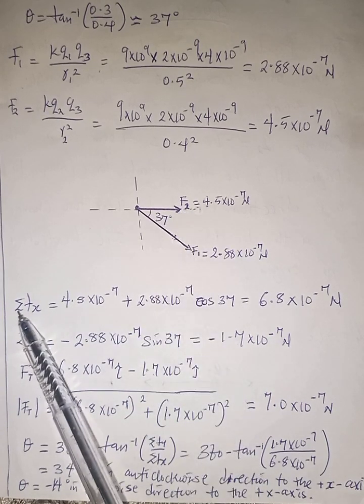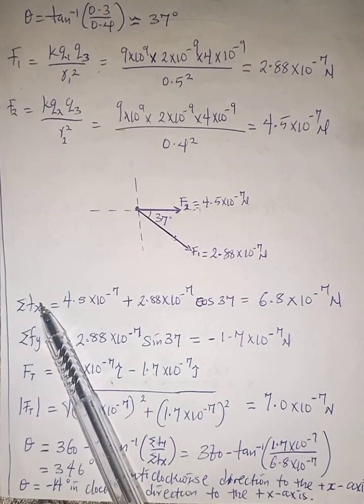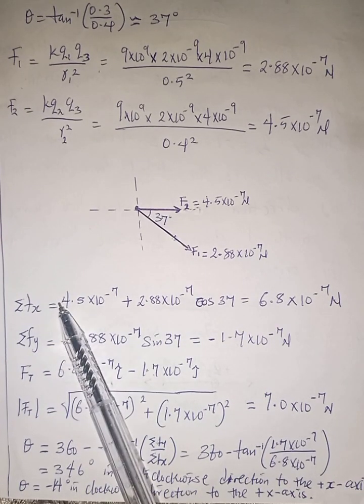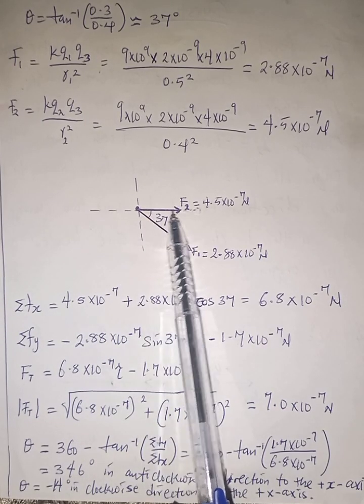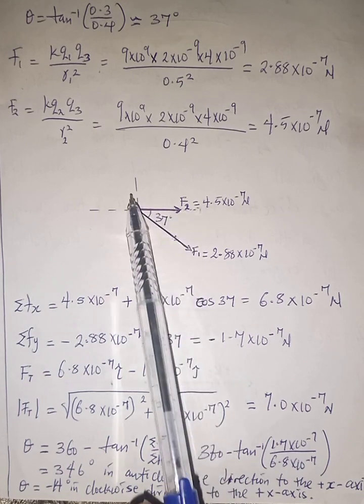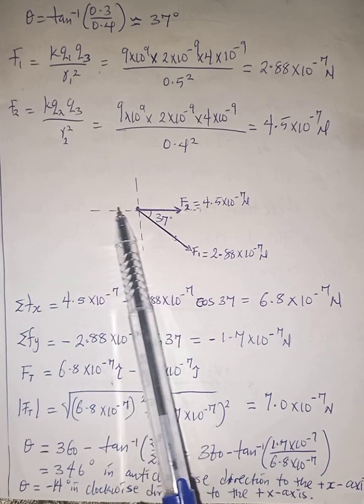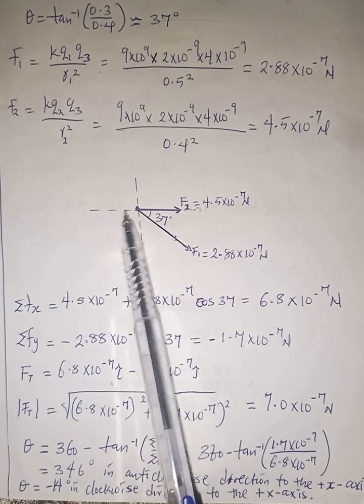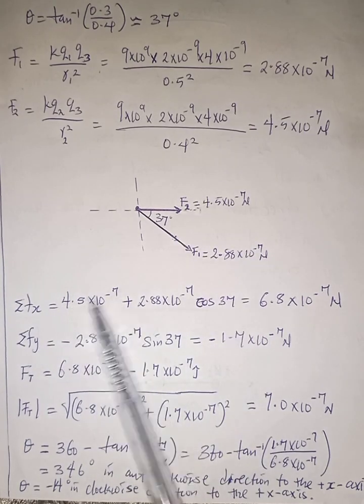If you want to resolve to the x side, any force going in a direction that is truly horizontal, there's no need to resolve that one, just add it. Then any force truly vertical will not join for the x side, and a force truly horizontal will not join for the y side. So this one is truly horizontal, so we just have 4.5 times 10 to the power 7.